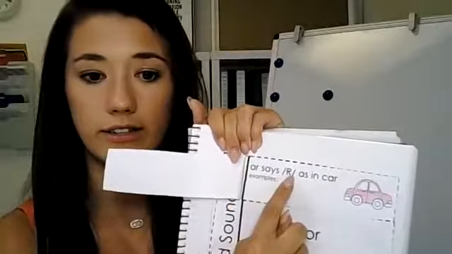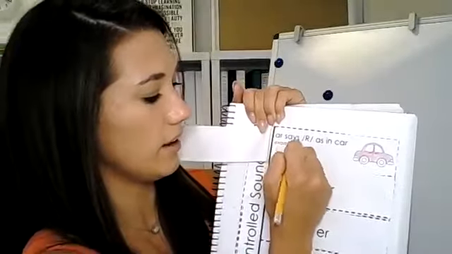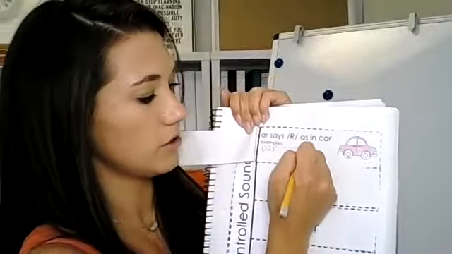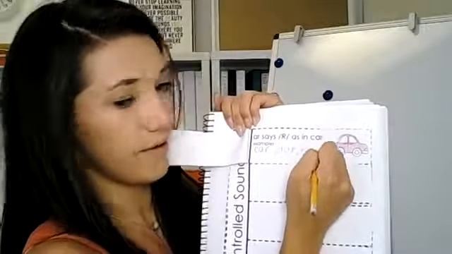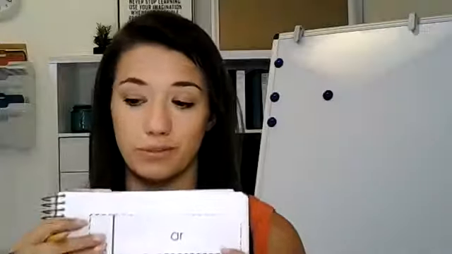This one doesn't have any examples in here yet, so if we see R says R, or AR says R like in car, we can go ahead and have our students write in some examples like car, star, farm. That way they have their own examples to jog their memory as you review these rules.